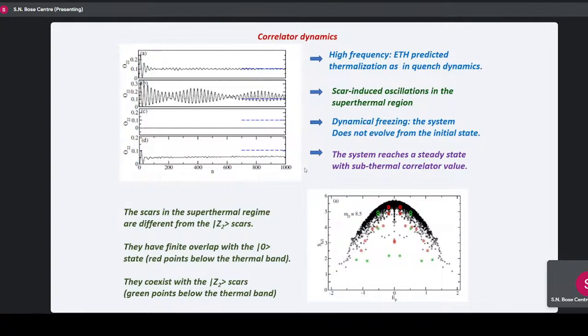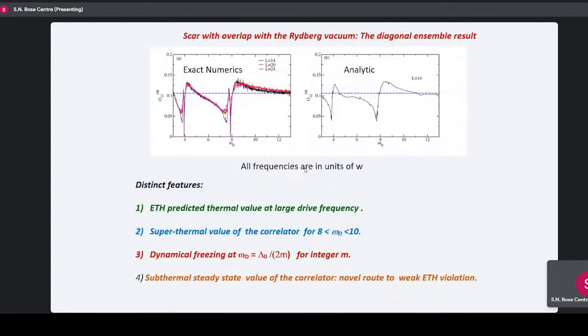These are for different frequencies. So, for example, I have chosen this to be the frequency for dynamical freezing, and somewhere here to be the frequency for the subthermal region, somewhere here to be the frequency for the superthermal region, and way out here for the ETH.